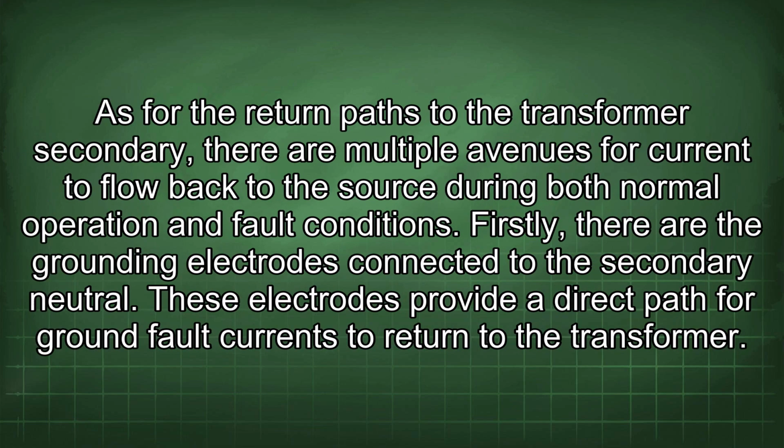As for the return paths to the transformer secondary, there are multiple avenues for current to flow back to the source during both normal operation and fault conditions. Firstly, there are the grounding electrodes connected to the secondary neutral. These electrodes provide a direct path for ground fault currents to return to the transformer.